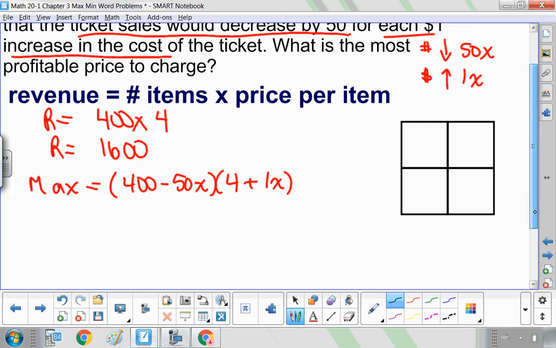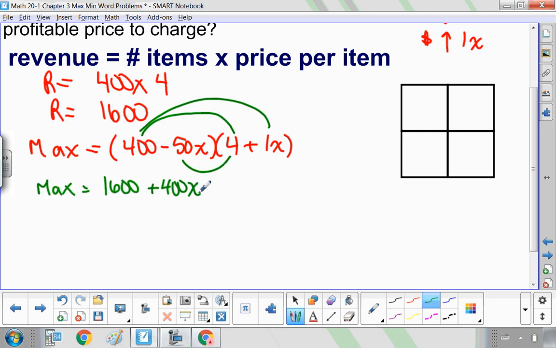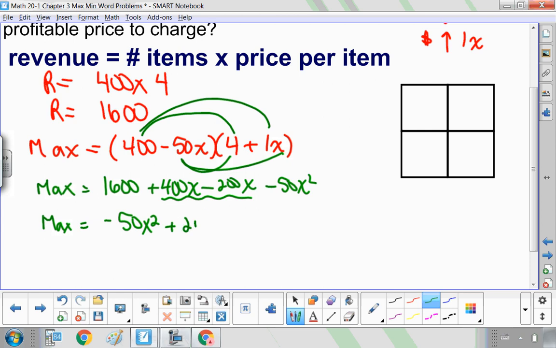So that's my equation, and I'm going to apply the distributive property, get rid of my brackets, and complete the square. So 400 times 4, 1,600. 400 times 1x, 400x. Negative 50 times x, negative 200x. And negative 50x times 1, negative 50x squared. So writing that in descending powers of x, I have negative 50x squared, combining my like terms, 200x plus 1,600.